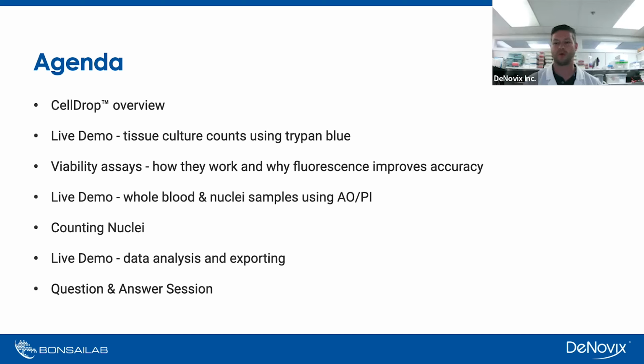That will be whole blood and nuclei samples with AOPI. Then I'll talk a little bit more about counting nuclei on the CellDrop, the workflows that would be useful for, and the advantages of using the CellDrop for those workflows. Then finally, we'll do one last quick live demo talking about data analysis, exporting features, and then a Q&A session.